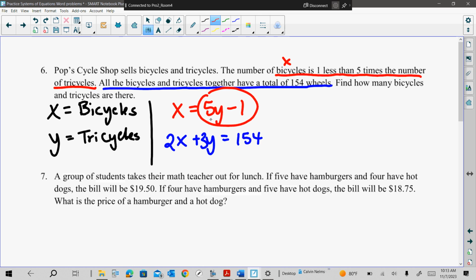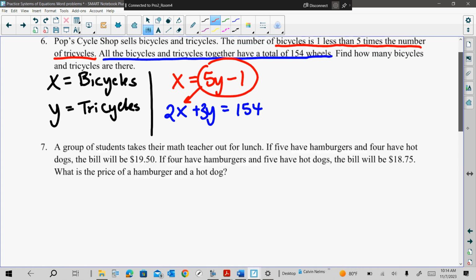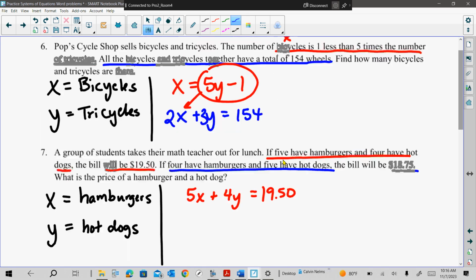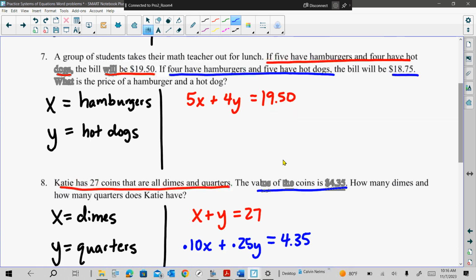The easiest method on this first one is substitution. So I'll try to see if you can set up at least one of the equations right, and then pick a method to solve. Like I did the first equation, five hot dogs, that's 5x. I mean, five hamburgers, sorry, 5x and four hot dogs, 4y equals 1950. You need to write an equation for the second one.